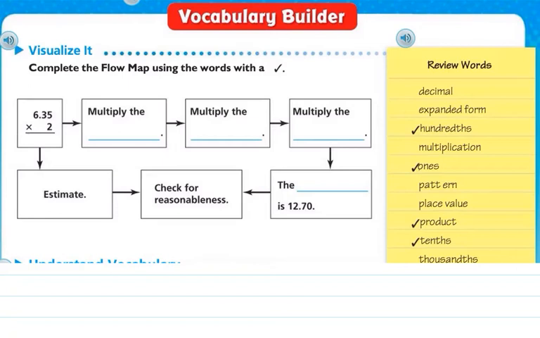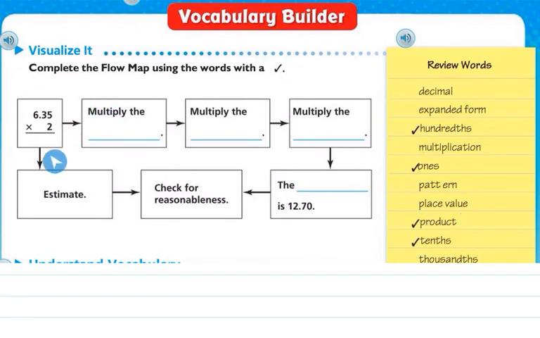And girls, in chapter 4 there is a lot of rich content vocabulary, so we're going to dig right into it, and we're going to start out at the top where it says visualize it. Complete the flow map using the words of the check. So if we notice, boys and girls, the words of the check are hundredths, ones, product, and tenths. So for this particular activity, the flow map, we're only going to be able to take from those checked mark words, because that's what the directions say.